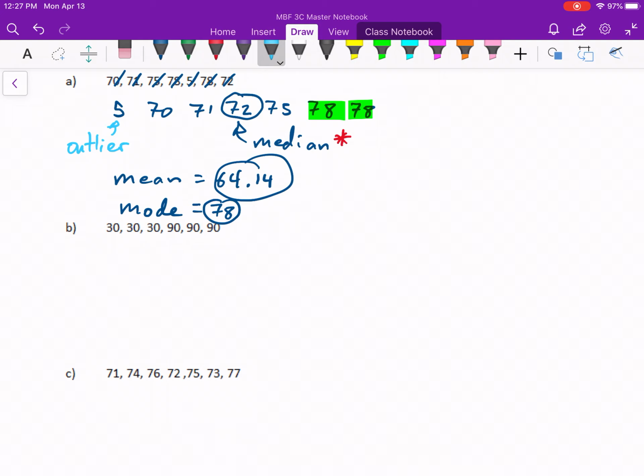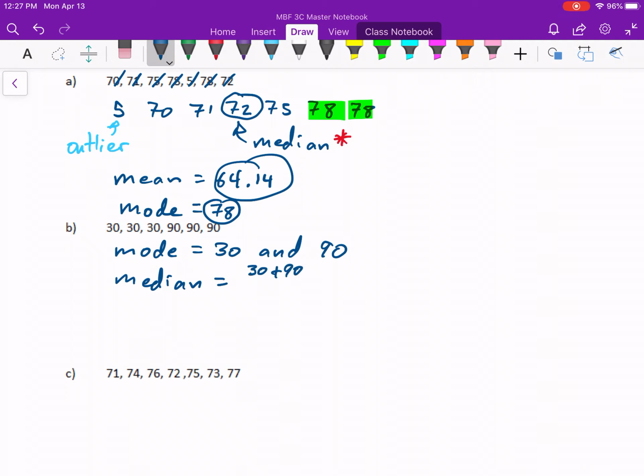For the next one, the numbers are already in order. We've got a lot of repetition here, so it's pretty obvious that the mode is going to be 30 and 90. The median is going to be the average of the two middle numbers, so that's going to be 60. And the mean, if we add everything up and divide by 6, also turns out to be 60.